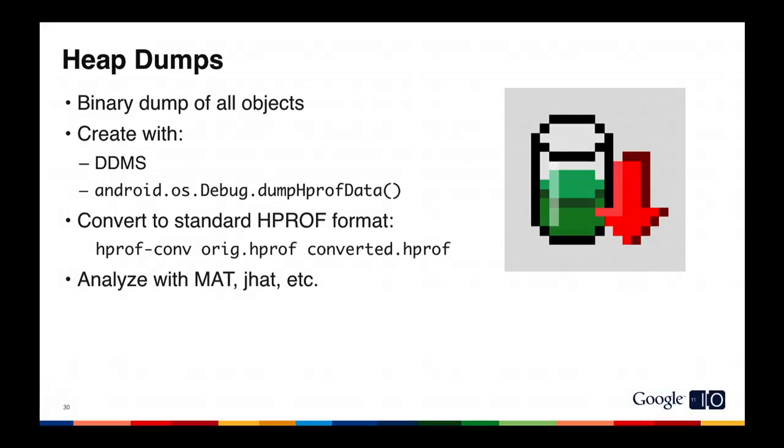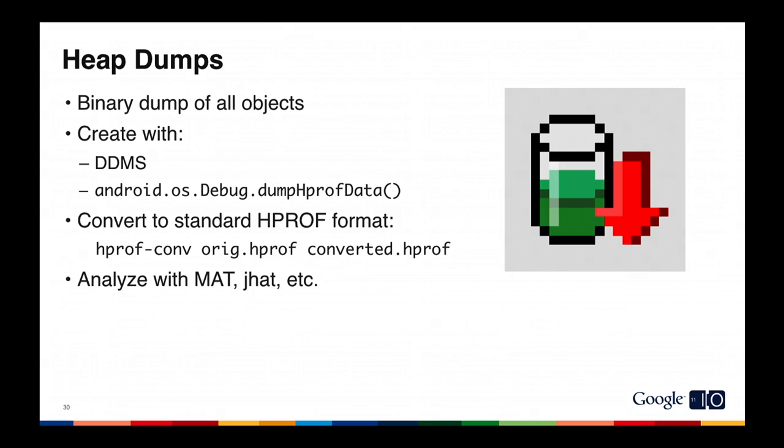You can create a heap dump using DDMS by clicking on this somewhat cryptic icon. I think Zav mentioned it in the previous talk. There's also an API for creating heap dumps. In general, I find using DDMS is fine. There are times when you want to create a heap dump at a very, very specific point in time, maybe when you're trying to track down a memory leak. So it can be helpful to use that API.